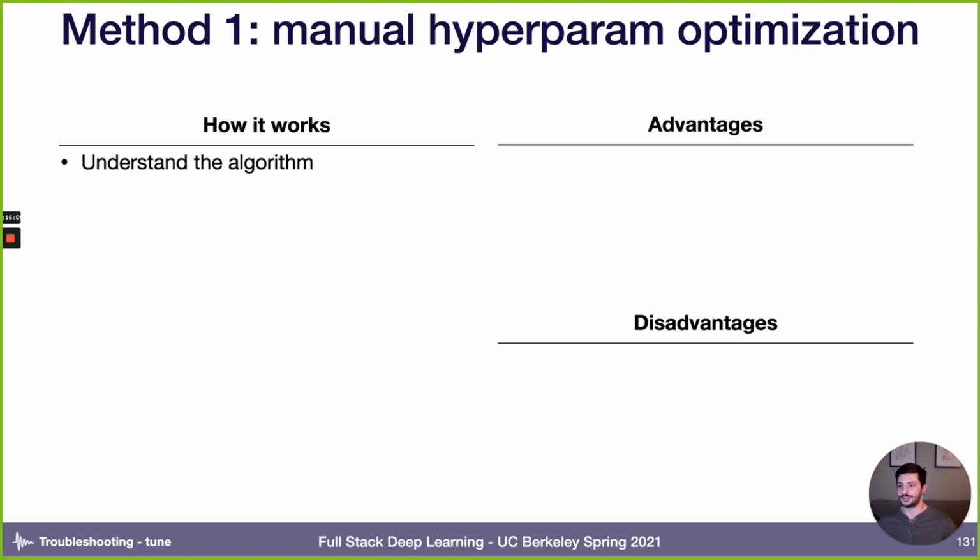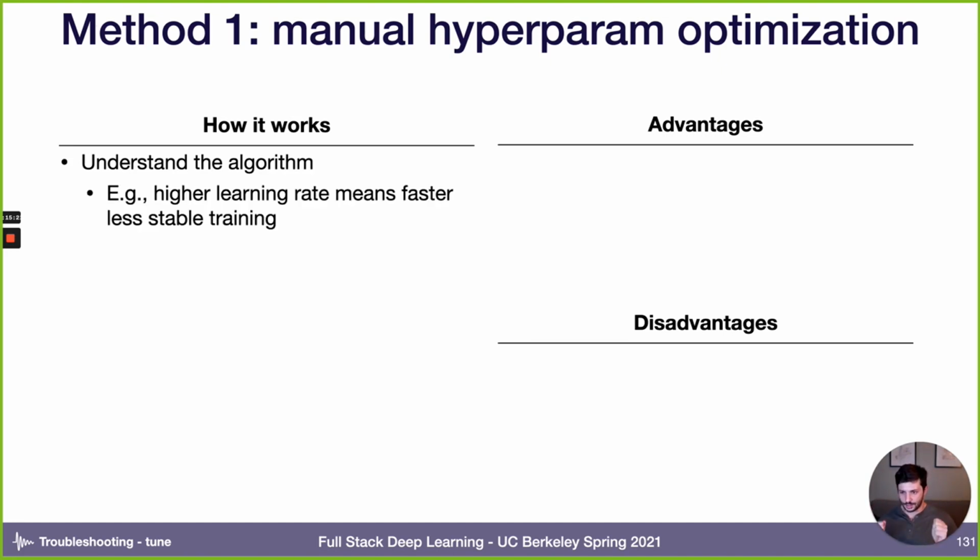So how does manual hyperparameter optimization work? Well, the first thing you do is sit and stare at the paper and think really hard about the algorithm that you're implementing. So what does it mean if we have a higher learning rate? Generally speaking, that'll mean that our training will be faster, but it'll be less stable. And for every other hyperparameter that's part of your algorithm, you'll think really hard about what effect that should have.